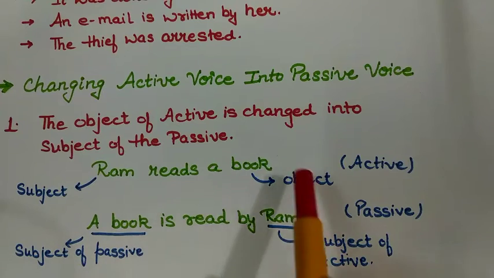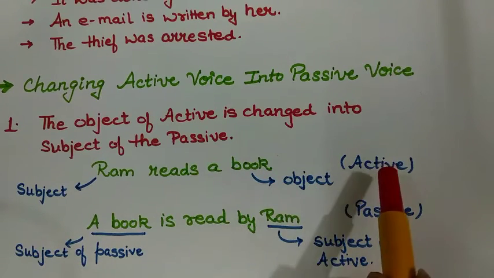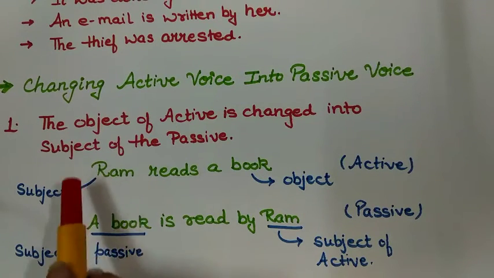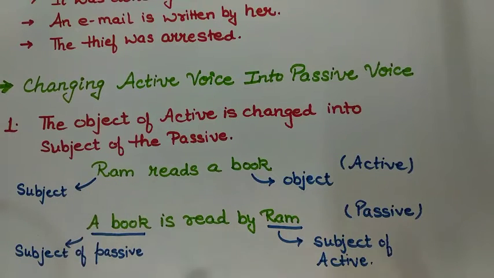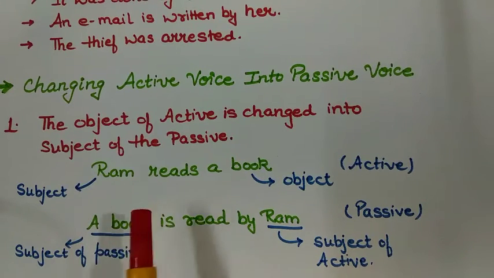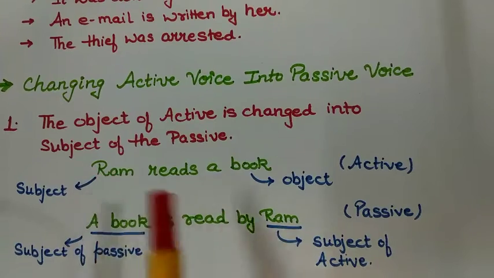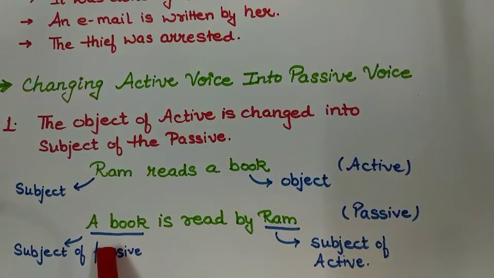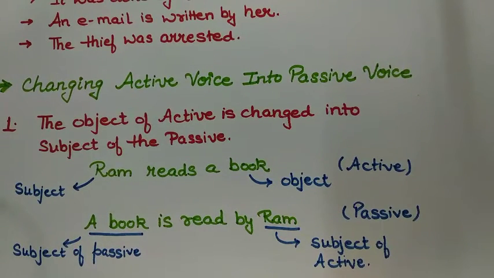Here you can see that the book, which is an object in active voice, becomes the subject of the passive. And the subject Ram in active voice takes the place of the object in passive. That is the reason that I have written in passive voice: object plus helping verb plus third form of verb plus by and then comes the subject. I think you can see it very clearly that the subject comes here at the place of object and the object comes here at the place of subject. So this is the very first thing.